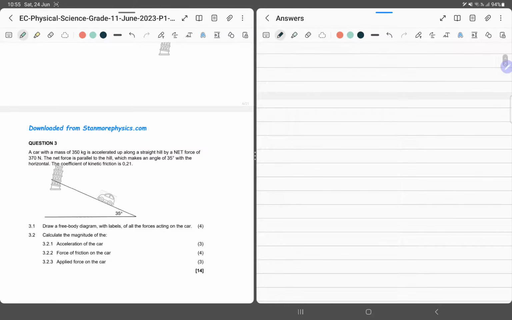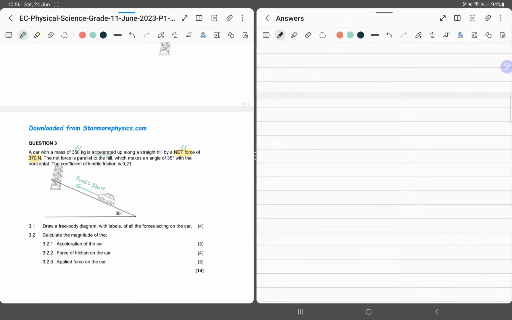Now question 3 says, a car with a mass of 350 kgs is accelerated up along a straight hill by a net force. Okay, that means the resultant force. So this is a net force of 370 newtons. Now the net force is parallel to the hill, so we can see that this is the resultant force. So we've got the resultant force of 370 newtons. Okay.